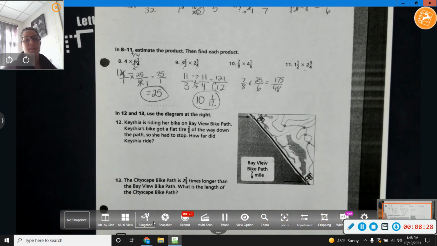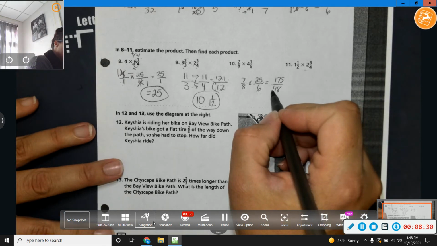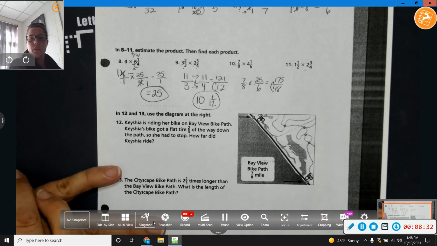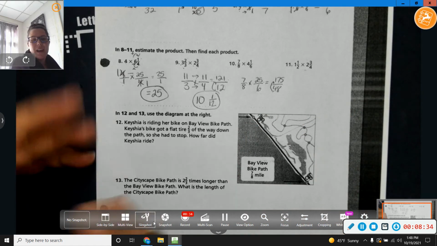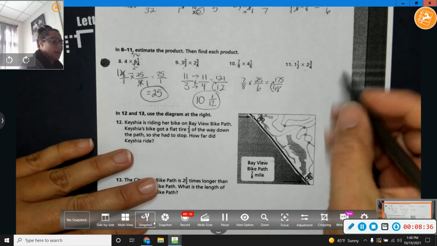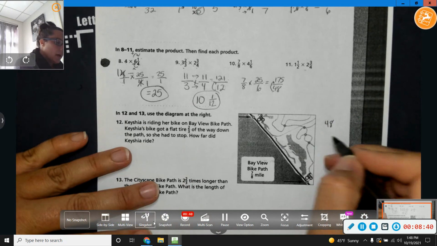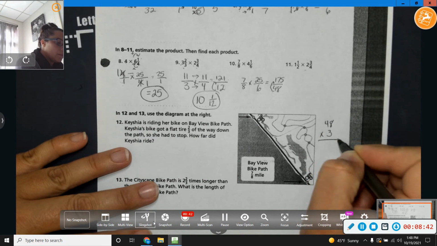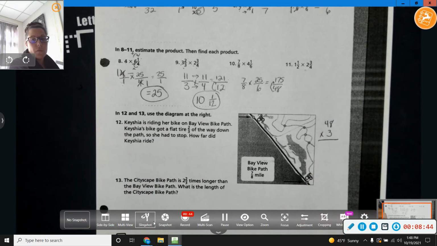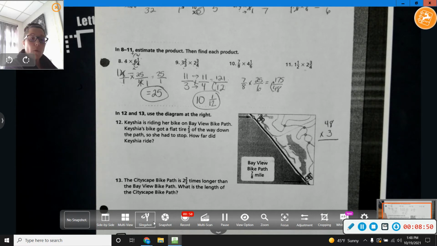Okay? This is where it gets a little trickier. How many 48s go into 175? I'm just going to guess. And I'm going to guess right because I know. But I'm just going to guess. So 48 is close to 50. Okay? And so if I did 4 50s, that would be 200. And that would be too much. So I'm going to do 3 of them.